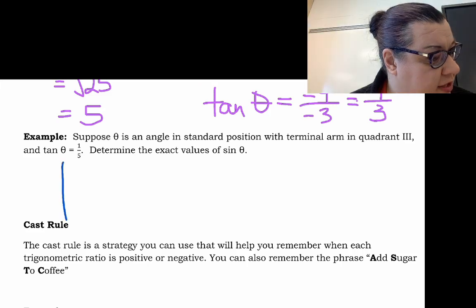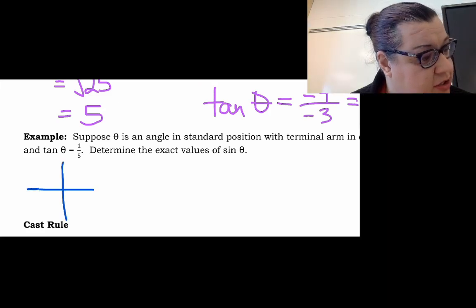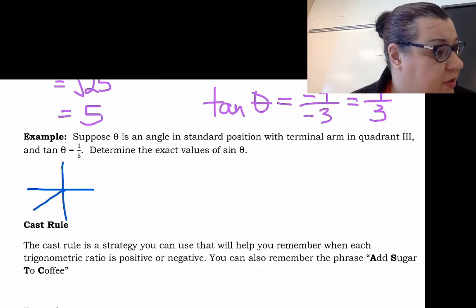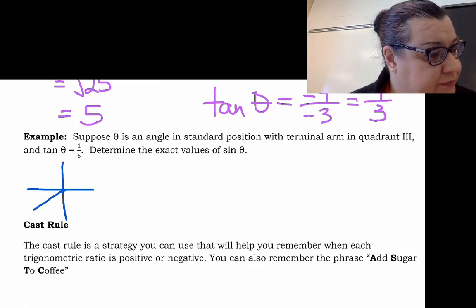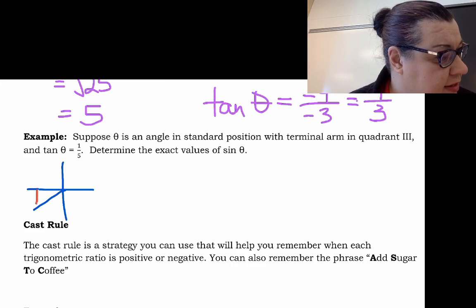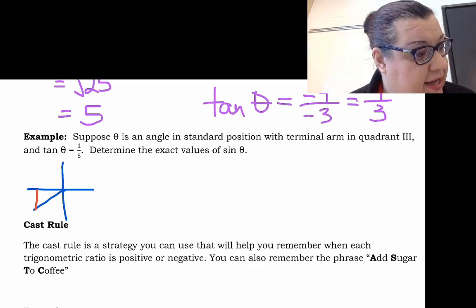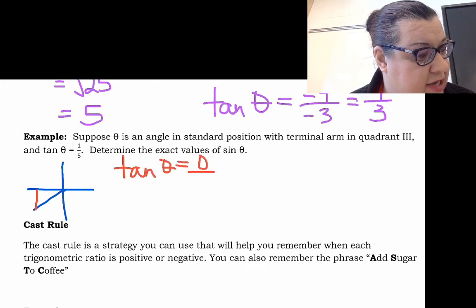So my little coordinate grid, what information do I know from the question? The terminal arm is in quadrant 3, so somewhere over here. That means we're going to be working with the reference angle again, to create a right little triangle there. So tan theta is equal to 1/5. Well, what does the tan ratio tell us? It tells us the opposite side and the adjacent side. Tan theta is opposite over adjacent, and in this question, we know that's 1/5.